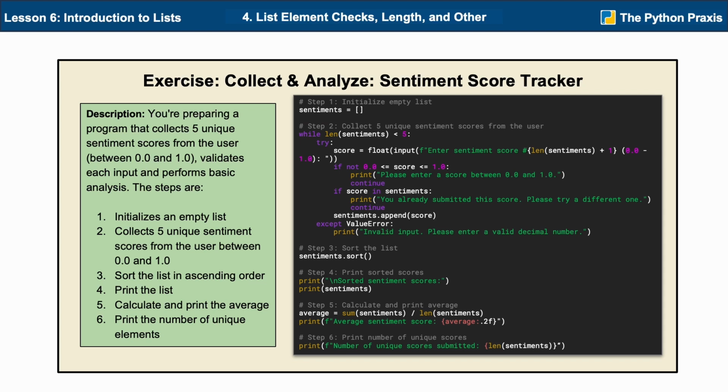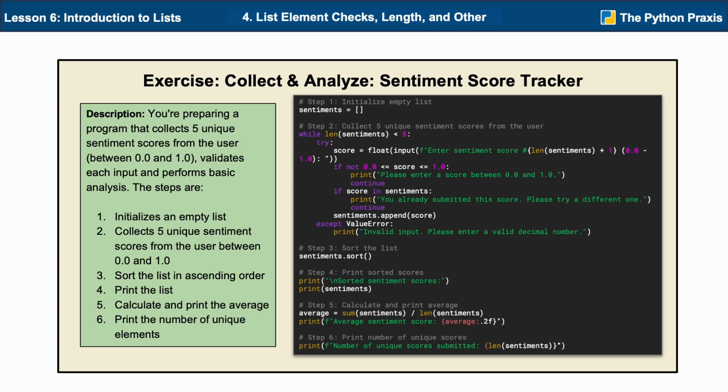First, we create an empty list called sentiments. This is where we'll store the scores that the user gives us. Next, we begin a loop. This while loop keeps running until we've collected exactly 5 sentiment scores. The condition, len sentiments less than 5, makes sure of that.